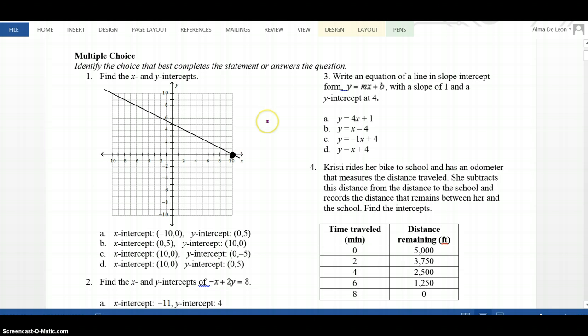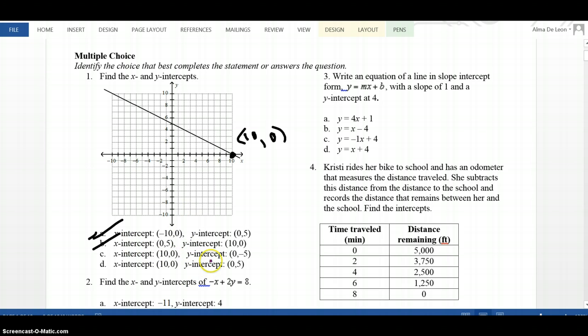Anytime you're looking at an x-intercept, you automatically know that the y is 0. So we put a 0 for the y. And the value for the x is 10. Right away we can see that our answer is either C or D, so we can cross out A and B since our x-intercepts are right there.